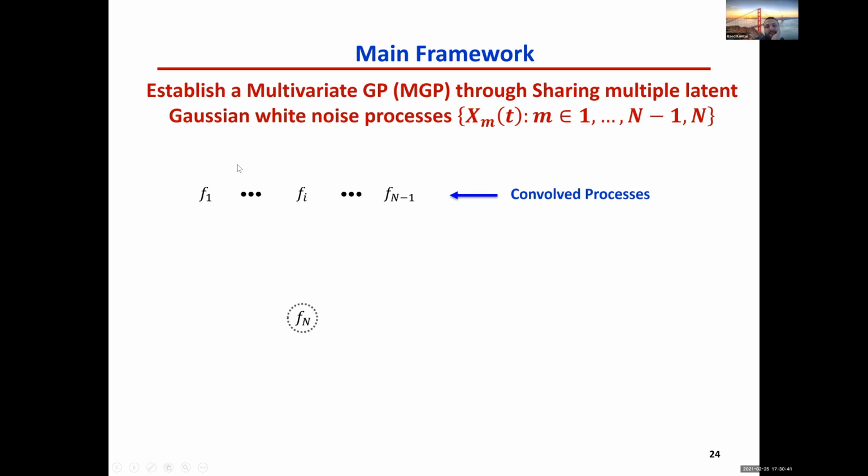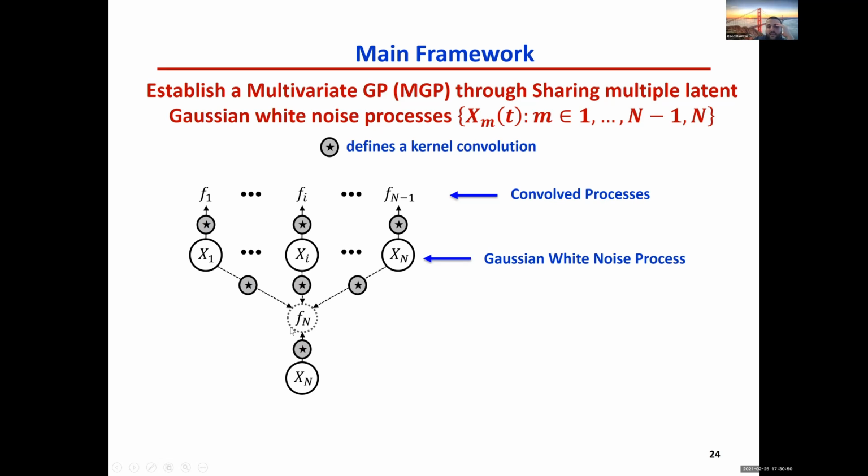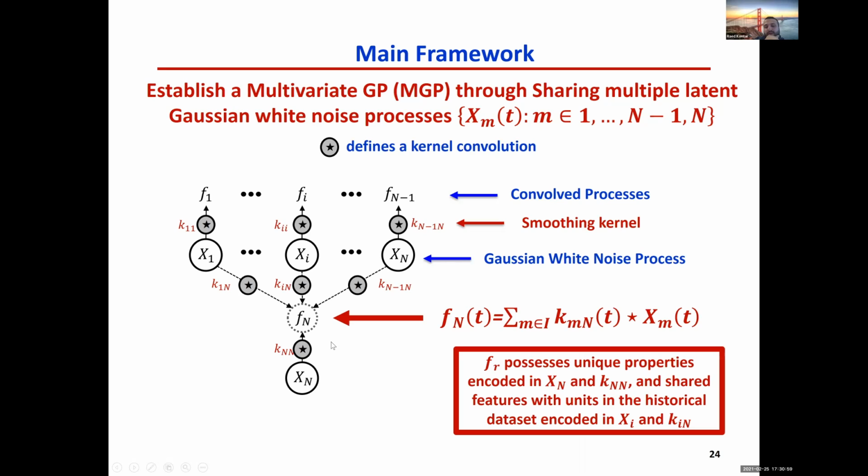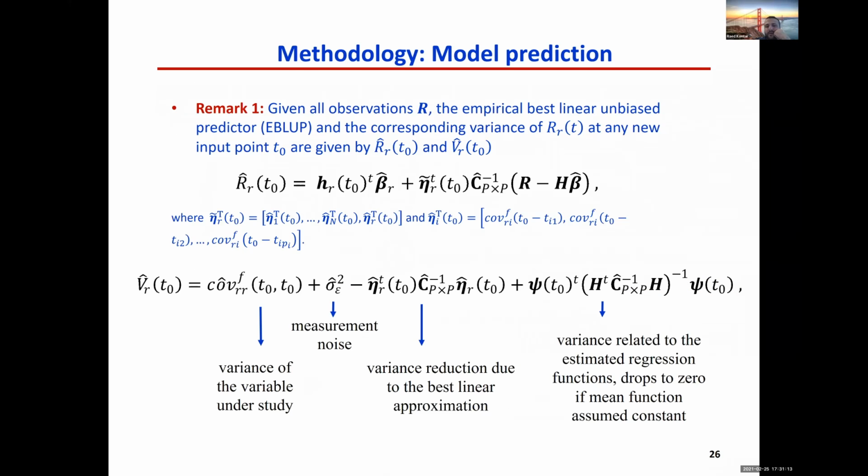Let me give you an example of our modeling approach. Suppose we have f1 to f(n-1), which are the latent functions in my historical database, and my goal is to learn fn. Then I can convolve latent functions and share them. Basically, xn encodes information that is unique to the function that I'm trying to predict, and x1 to x(n-1) encode information that is shared with the functions in my historical database.